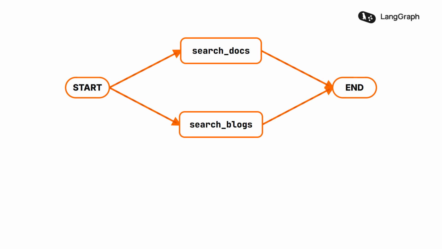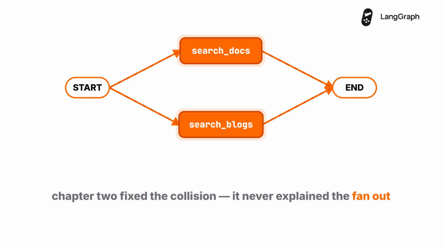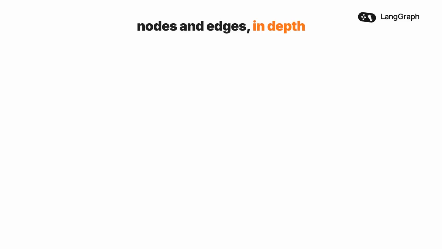Chapter 2 ended on a promise. We fanned two searches out of start, watched them collide, and fixed it with a reducer. What never got explained is how that fan-out actually works, or how a graph decides what runs next at all. That is this chapter. Nodes and edges, in depth. Let us begin with the piece that trips people up first.